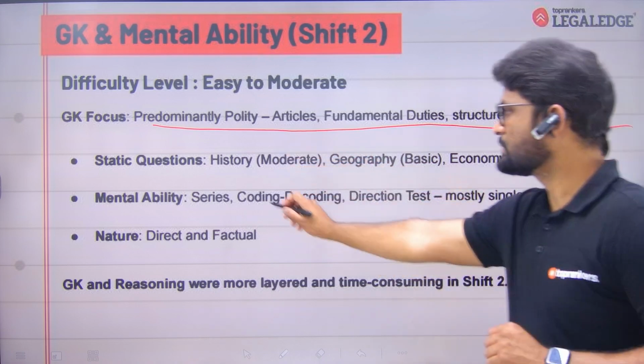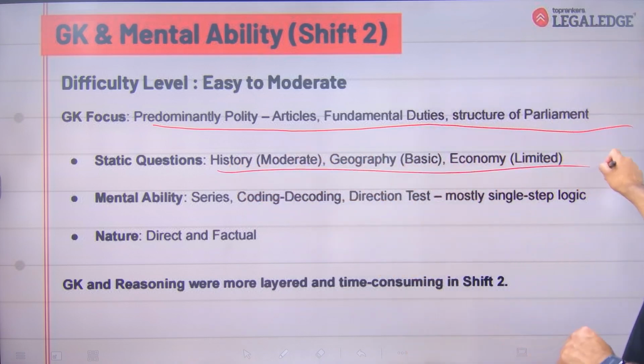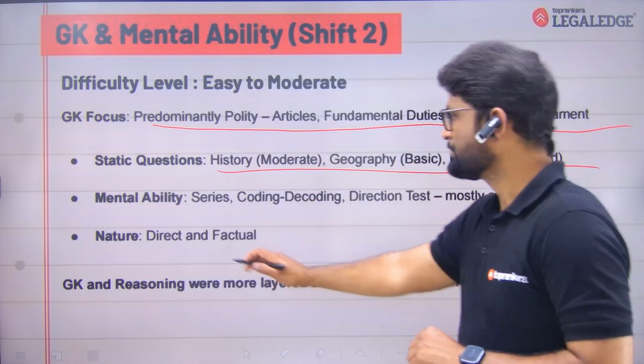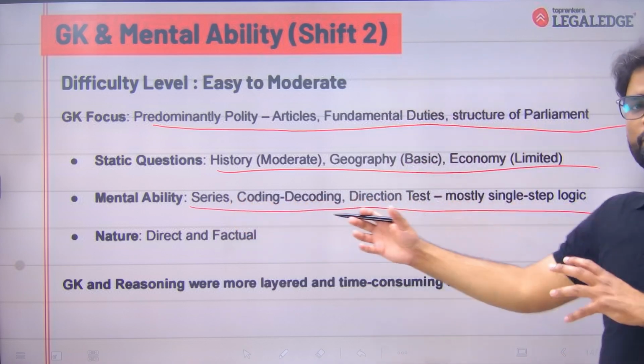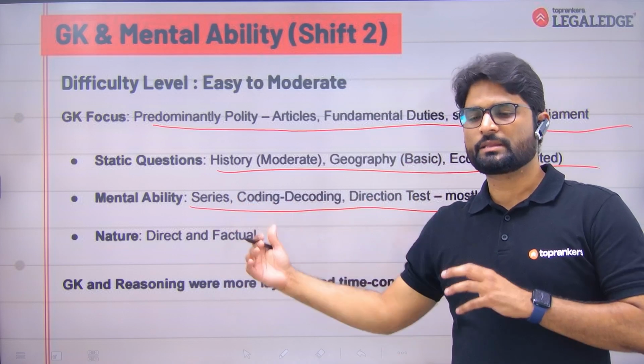The static questions came from history, geography, and economy, but limited questions were there. In mental ability, again the series, coding-decoding, directions, and instances were similar to shift number 1. The mental ability was similar here also.